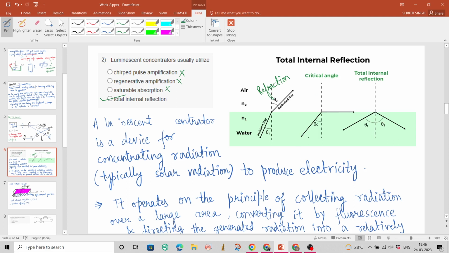But when the incidence is at this angle, which is called the critical angle, theta c, then the light will go along the interface, perpendicular to the normal. So this is the critical angle situation. But for total internal reflection, the angle of incidence, theta 1, should be greater than the critical angle theta c. So when it is greater, then the light gets reflected back into the denser medium.